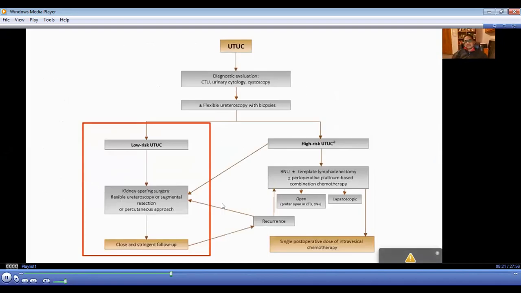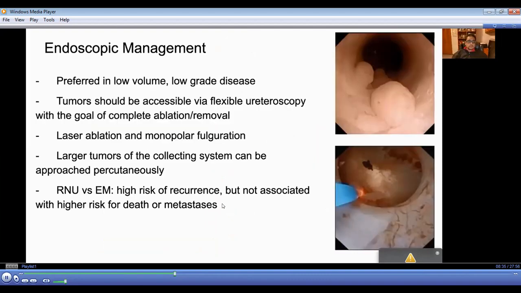Going back to the algorithm. So we are looking at the low risk side of upper tract urothelial carcinoma. You can do a kidney sparing surgery with the help of flexible ureteroscopy, or you can do a segmental resection, or a percutaneous approach can be employed.